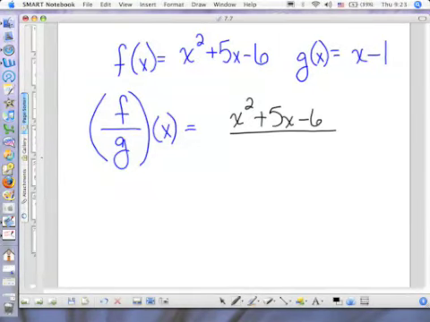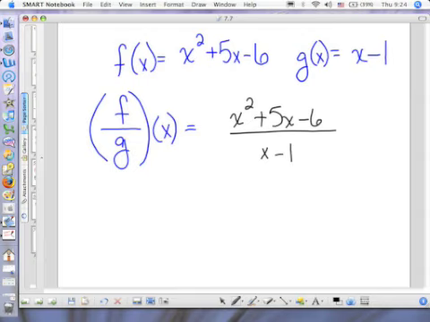6 divided by the function of g, which is x minus 1. All right, well, that's simple. Now, we've already tested on this. How do you reduce that? You can factor and cancel. You can factor and cancel, okay?